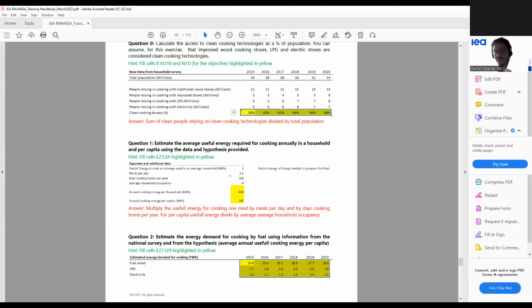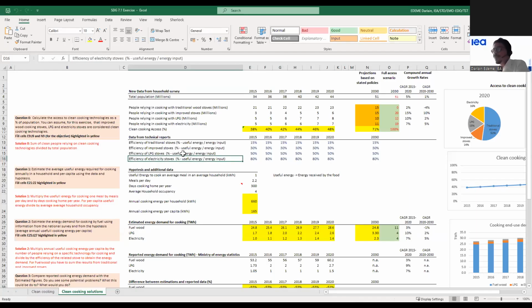Just give me a second. I will actually move to the Excel file, which is maybe better to see. Okay. So you are told from the exercise that the useful energy to cook an average meal in an average household is 1 kilowatt hour in this hypothetical country.